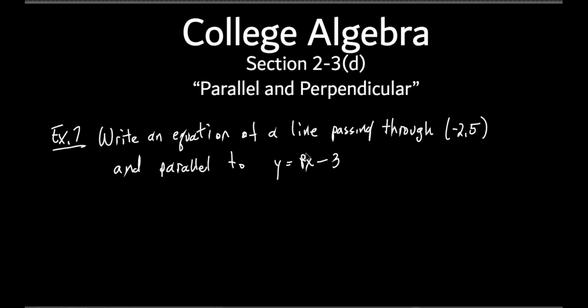Yeah, my 8s are really bad. I've never been able to write 8s very well. I don't know why. There we go. Is that better? All right. So this is negative 2, 5, and this is 8x minus 3. All right. So what is it saying?